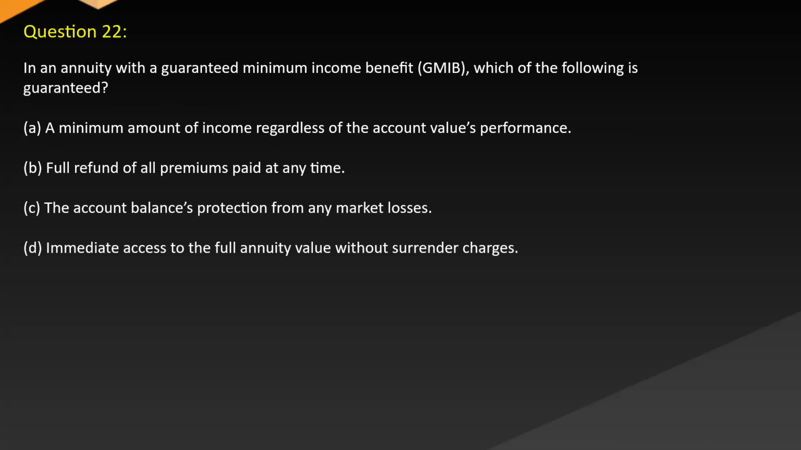Question 22. In an annuity with a guaranteed minimum income benefit, GMIB, which of the following is guaranteed? A. A minimum amount of income regardless of the account value's performance. B. Full refund of all premiums paid at any time. C. The account balance's protection from any market losses. D. Immediate access to the full annuity value without surrender charges.